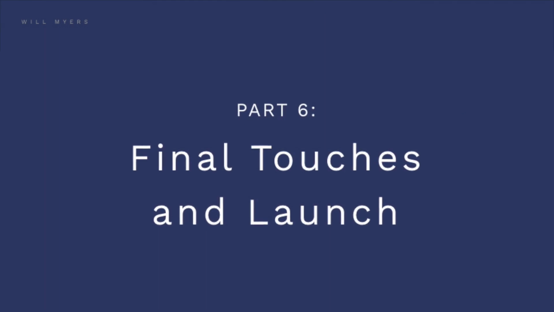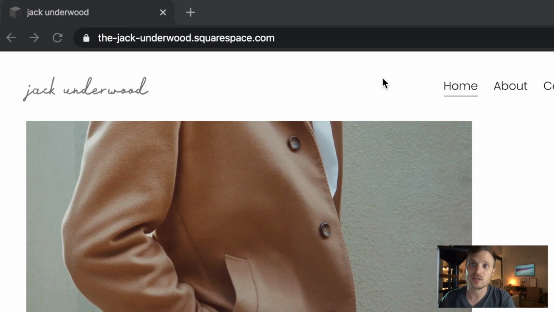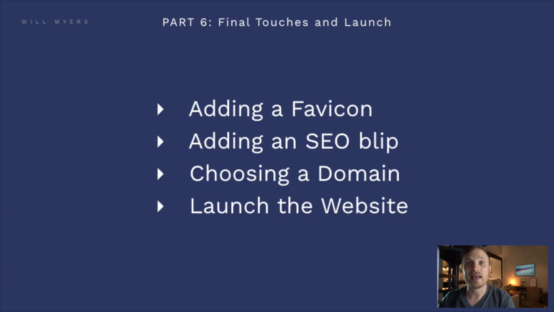So here we go. We are on the final part here. We're going to do the final touches, and then we're going to get ready to launch this bad boy. Here are the things we're going to need to do during this section. We're going to add the Favicon, which is this little small image right up here at the top. We're going to add a little SEO blip just so that's set for Google and Bing and whatever search engines, so they're good to go. We're going to pick a domain name, Jack Underwood for Jack, and then we're going to hit launch, and we're going to publish it and get it live.